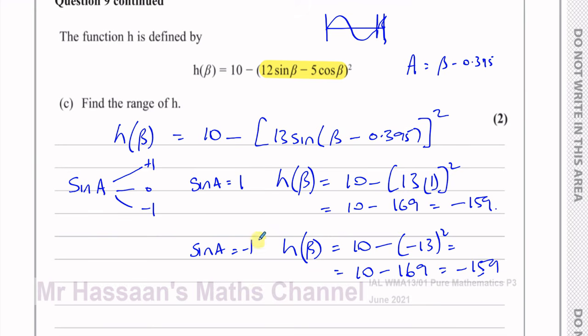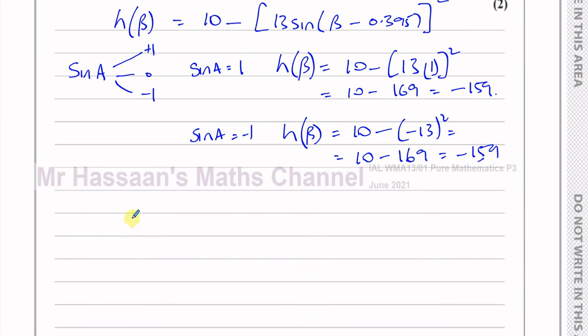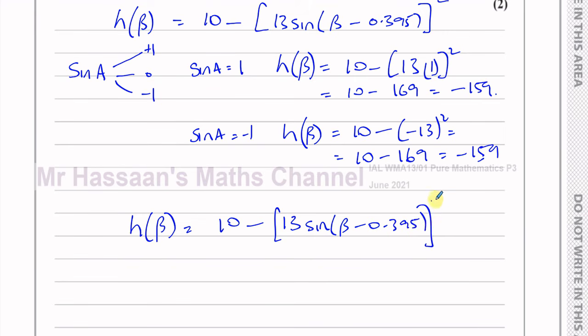And now what we can think about is this function: 10 minus 13 times the sine of beta minus 0.395, and this is going to be squared, this part. Now what we can see is this function is always going to have something being taken away from 10. It's going to be 10 minus whatever's in this bracket, then squared. And what you're going to take away from 10 will never ever be negative, because this is going to be squared.